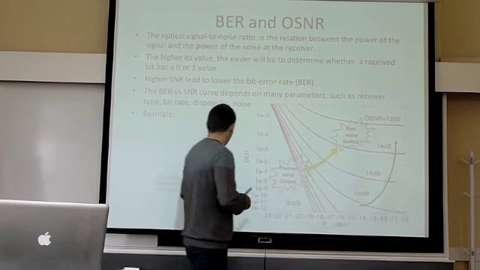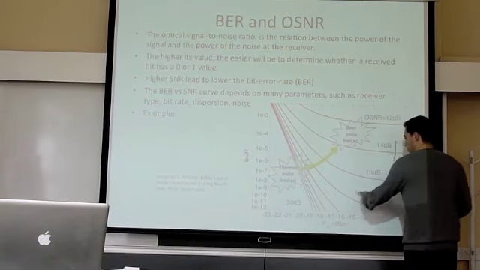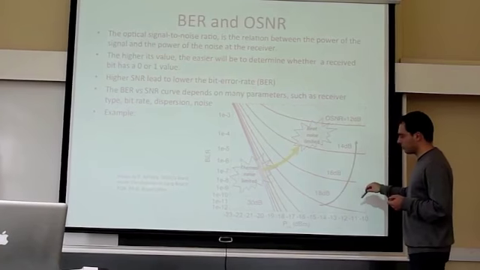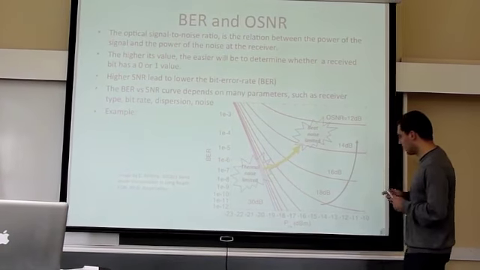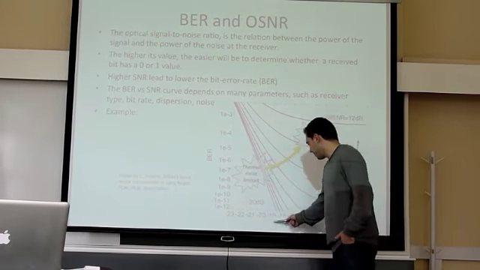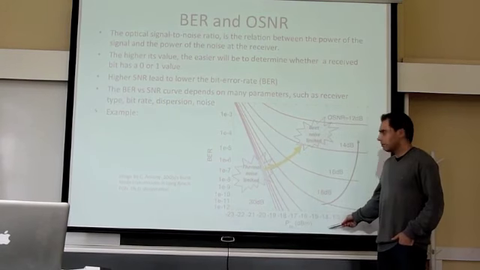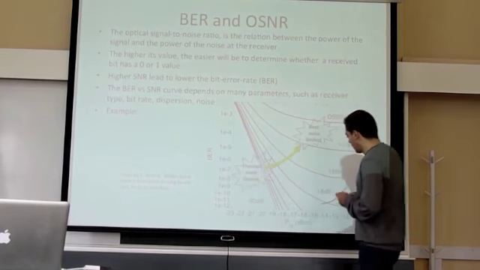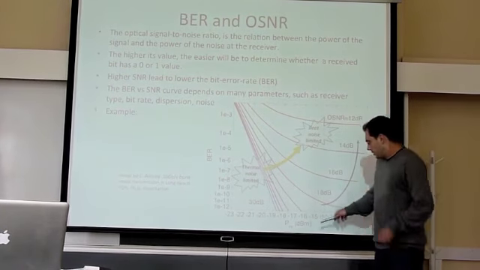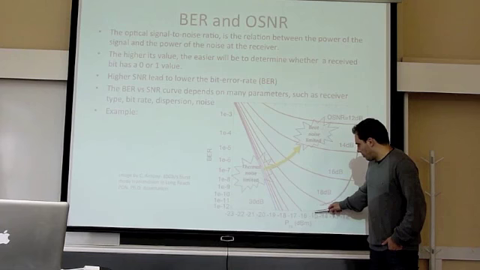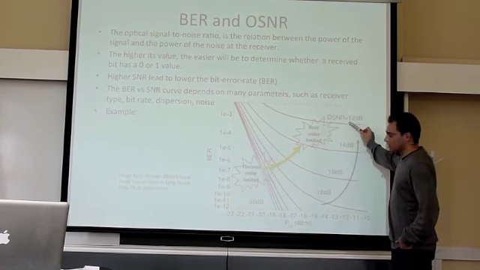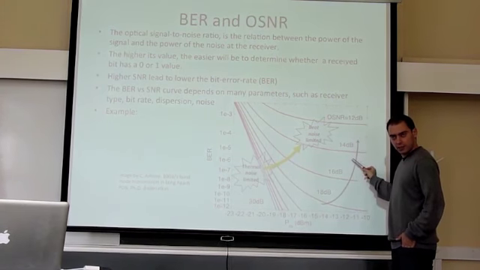This is a typical system used for a long reach passive optical network. This is the power I get at the receiver in dBm, and this is the bit error rate that I get. You can see that for a certain power, the bit error rate that I get depends on this particular quantity, which is called the optical signal to noise ratio.